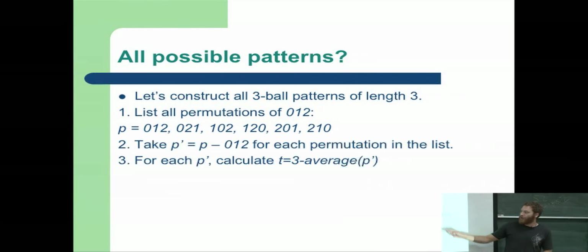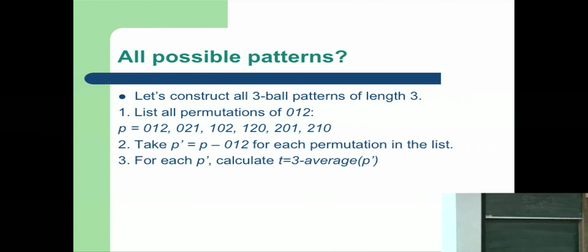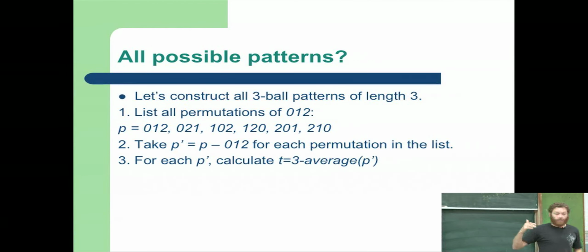Again, this is really just working backwards through the permutation test, because we know 0, 1, 2 is always going to be a juggleable pattern. These are all the possible permutations. We subtract 0, 1, 2 because, remember, in the permutation test we actually add 0, 1, 2, and what we want to try and do is generate all the possible juggling patterns of length 3.